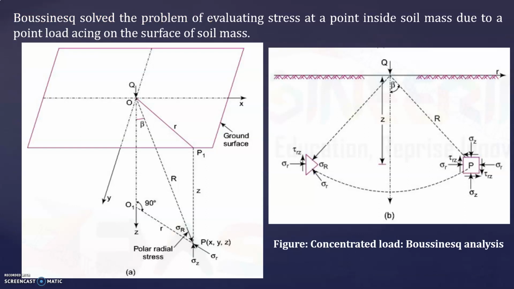Now let us see what he derived, what his theory says. First, Boussinesq solved the problem of evaluating stress at a point inside the soil mass due to a point load acting on the surface of the soil mass. Now you can see here the point load is acting at this point. This is the ground surface. This is a soil mass subjected to vertical stress, horizontal stress, or vertical pressure, horizontal pressure. And here there will be a shear stress in this direction, tau rz.